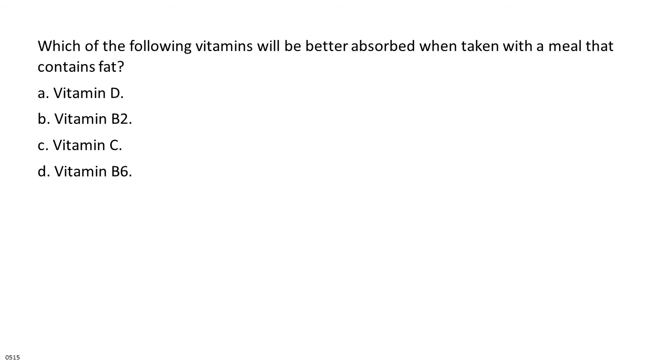Which of the following vitamins will be better absorbed when taken with a meal that contains fat? A. Vitamin D. B. Vitamin B2. C. Vitamin C. D. Vitamin B6.